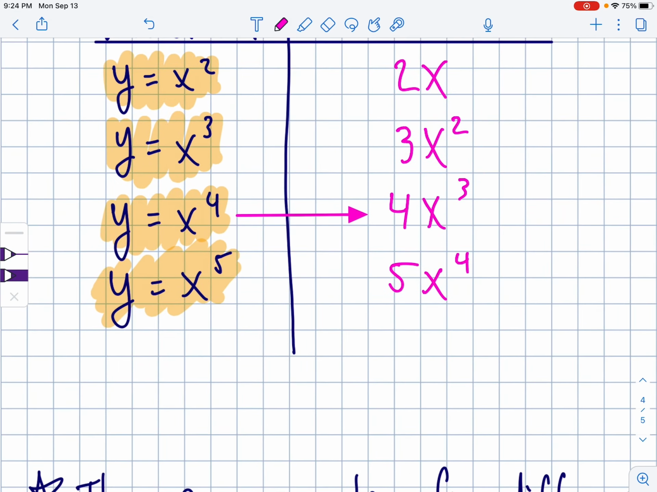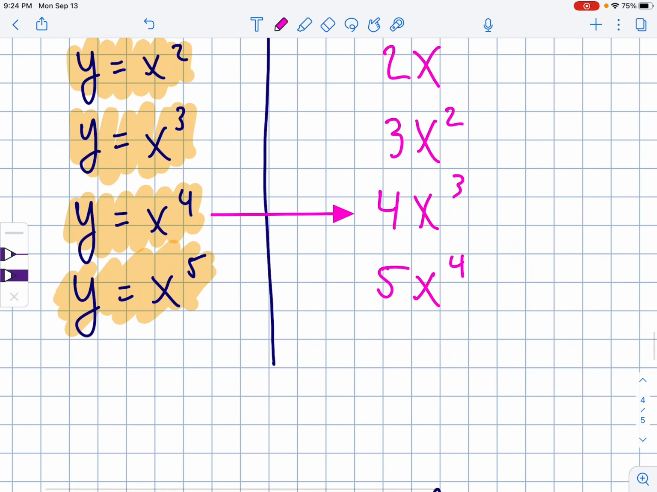Notice with all of these that if you're taking the derivative of x to the something, the power comes out in front and then you drop the power down one. So the 5 pops out front to come right here. And then the 5 drops down 1 to become a 4. So if we were to do y equals x to the 25th, this would be 25x to the 24th.